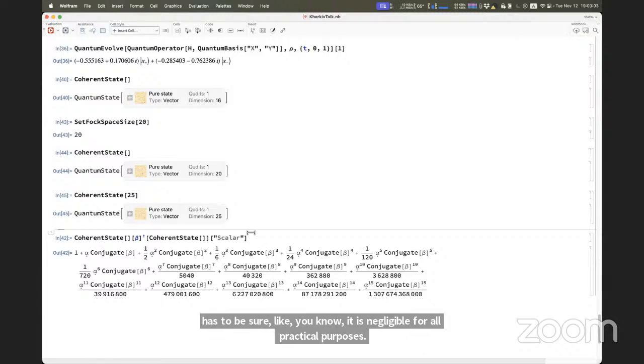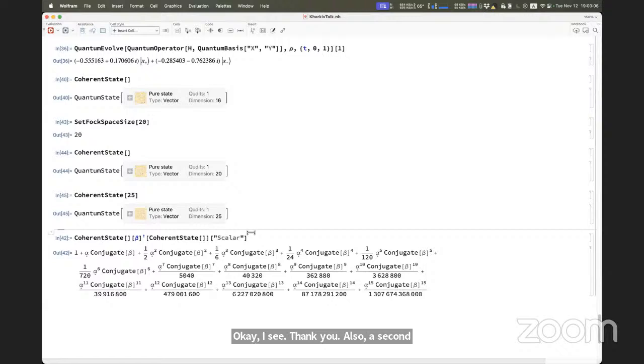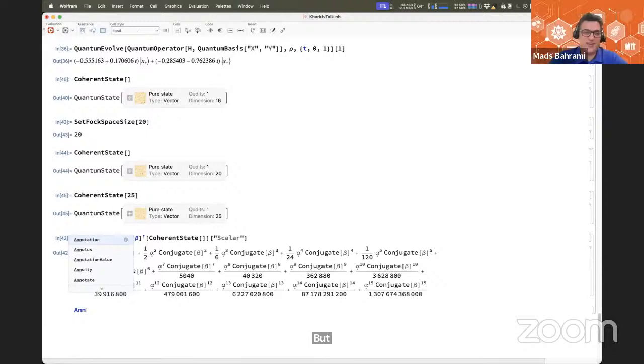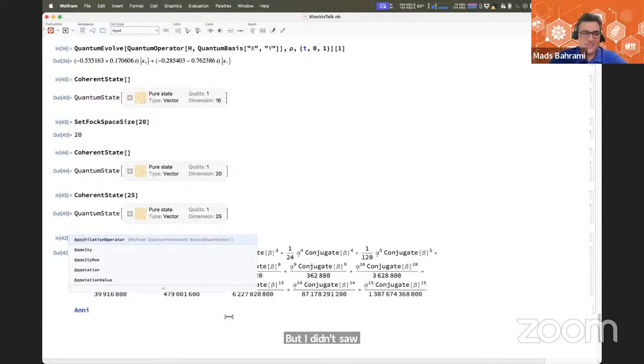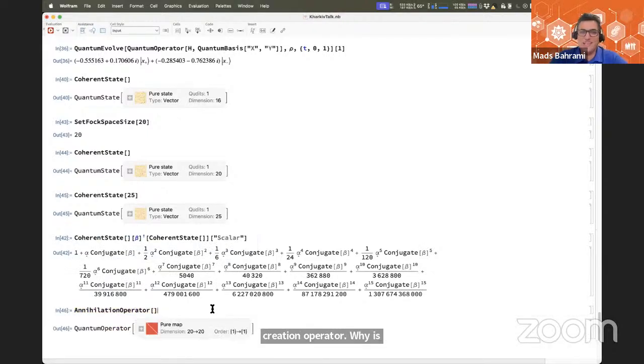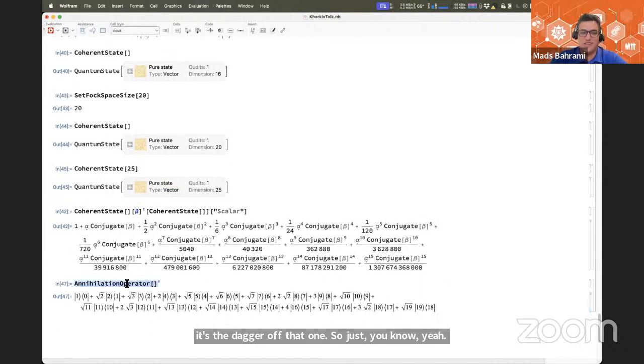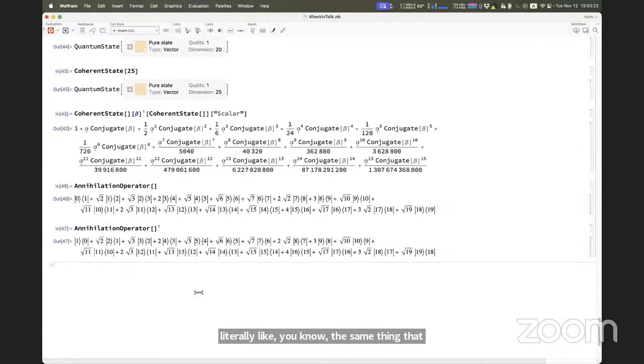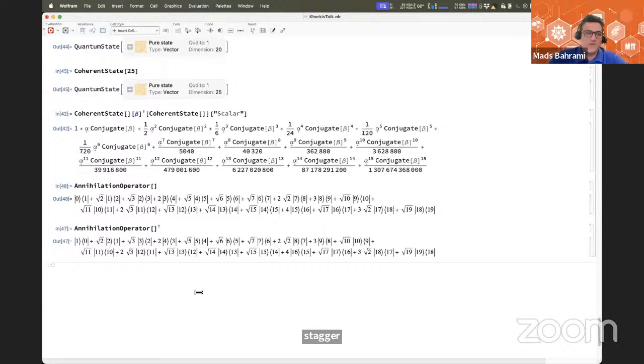Also, a second question. I saw the annihilation operator, but I didn't see the creation operator. Why is that? Oh, it's the dagger of that one. The creation operator, you'll be surprised, is literally the same thing in mathematics, just the dagger of that one. Okay, thank you.